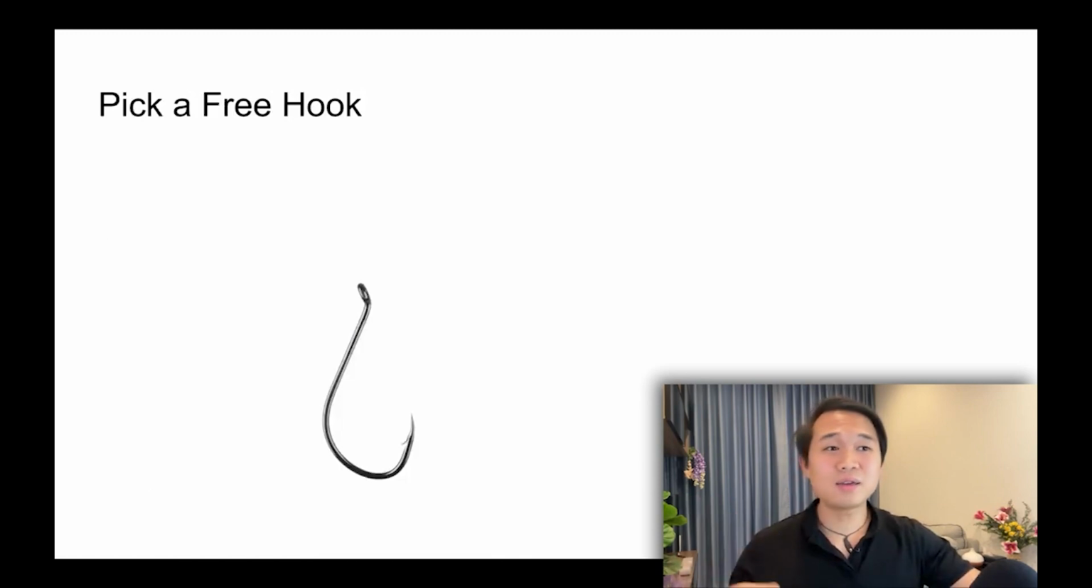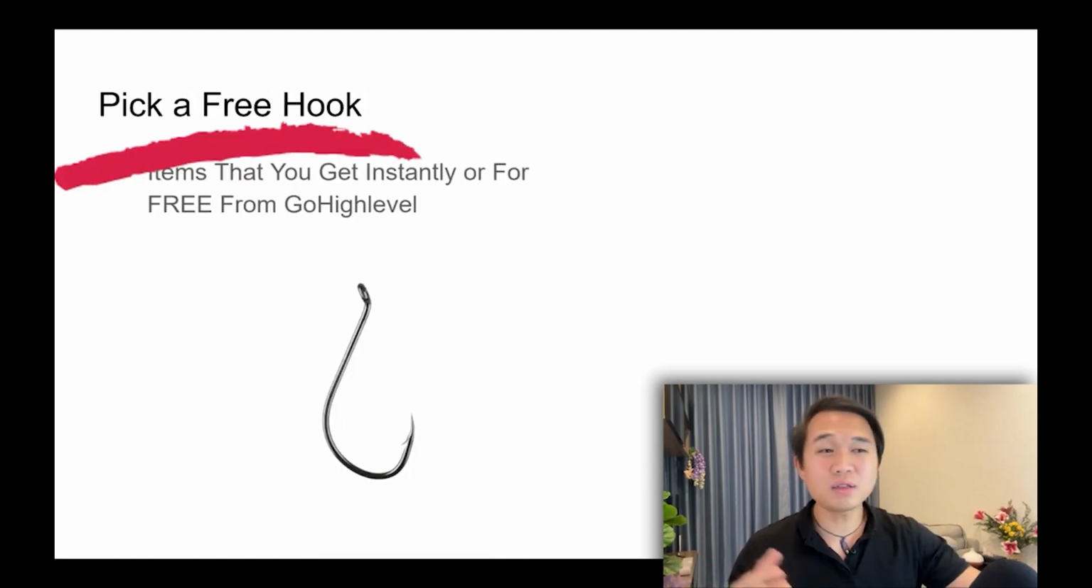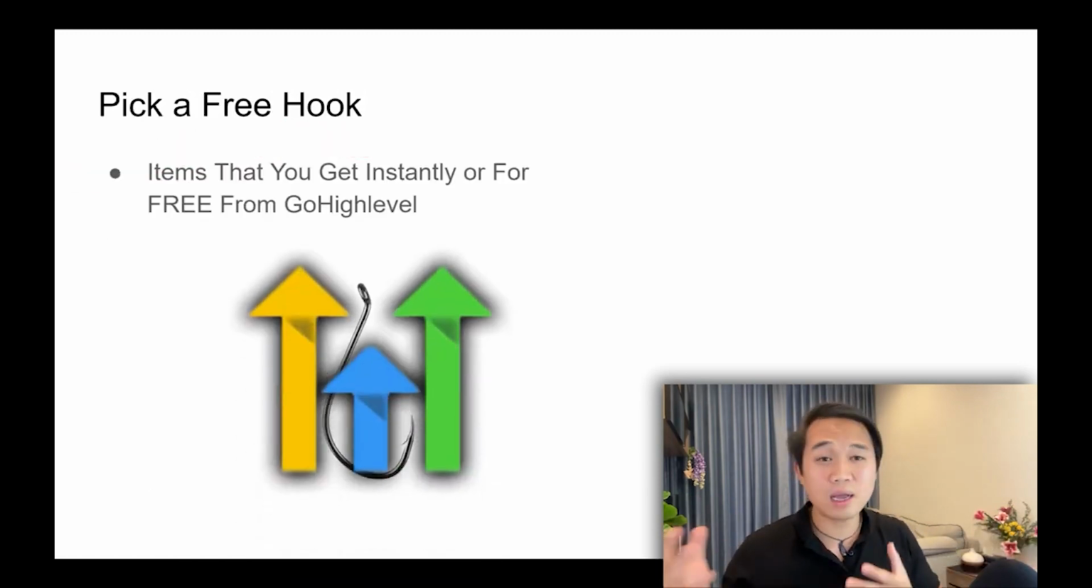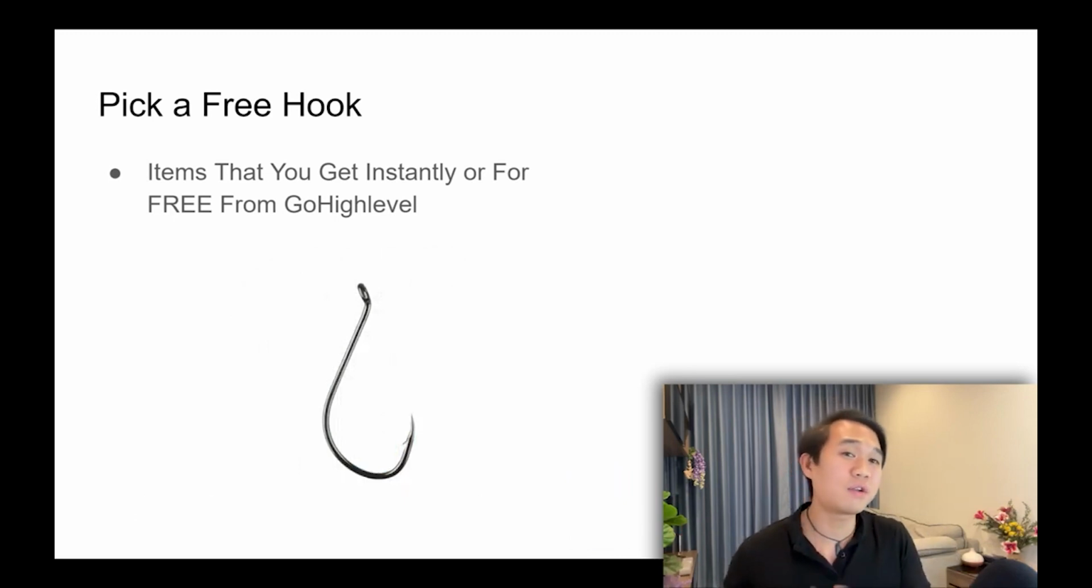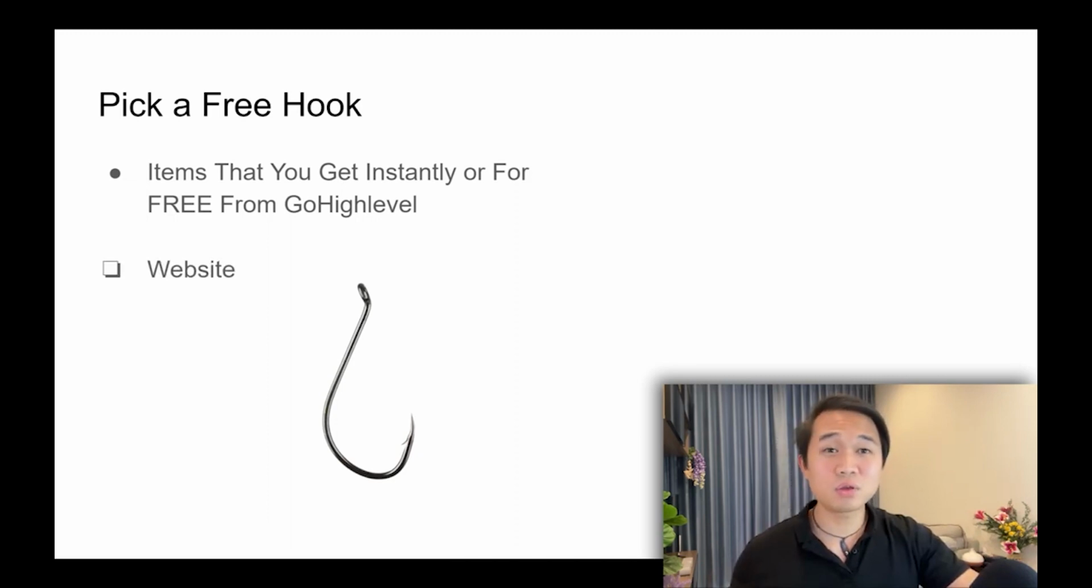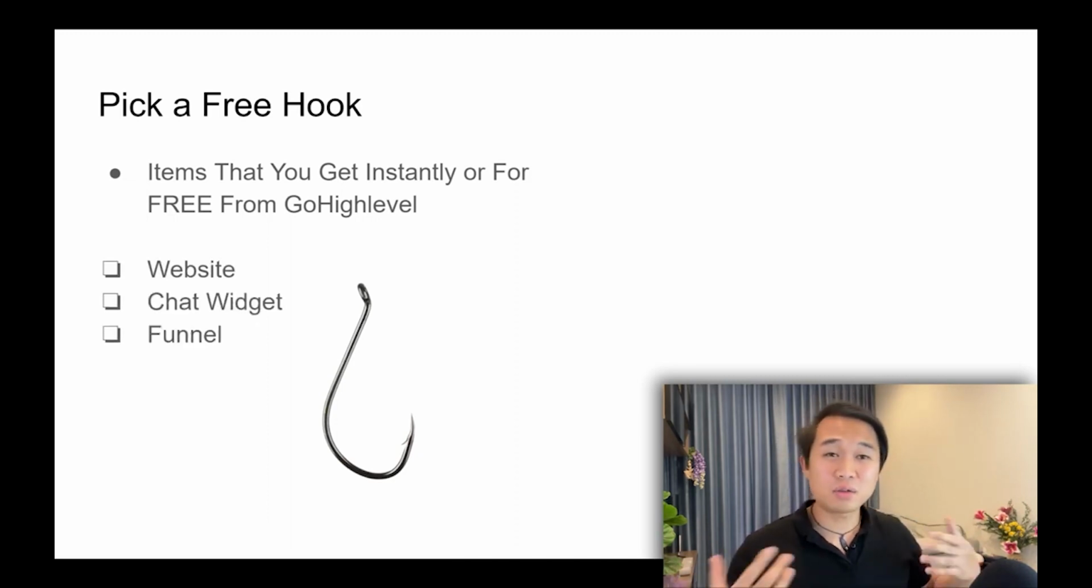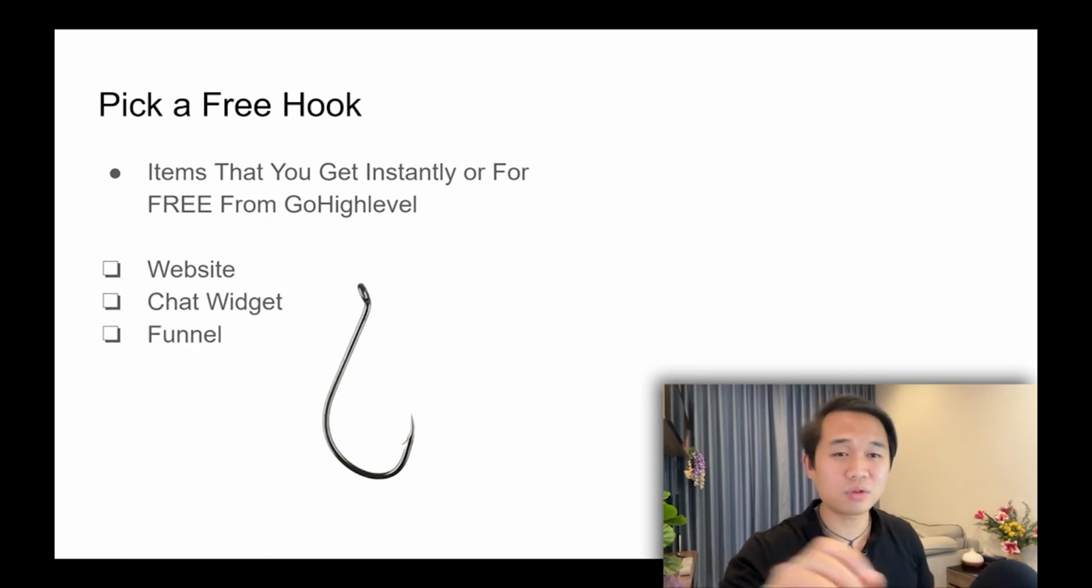So the next thing here is to pick a free hook. And this is where Gohighlevel really comes in. Because with the 30-day free trial, there's no upfront investment from you. Therefore, you can leverage that 30-day free trial and use high-level features that you normally get instantly or get for free from Highlevel and offer that to your client. So for example, website template, you're getting that for free in Gohighlevel library, chat widget, and funnel, and so much more. We're just gonna list 3 for the sake of this video.